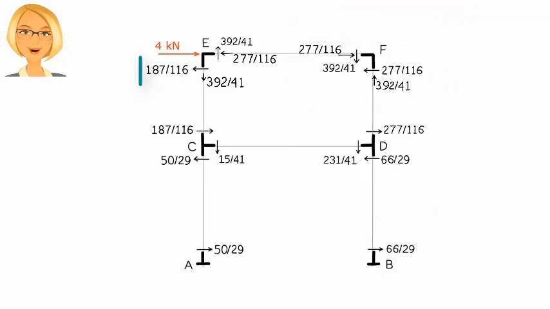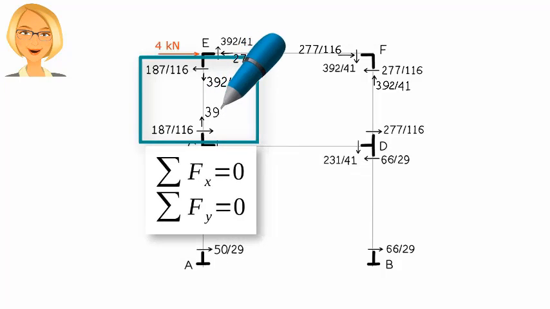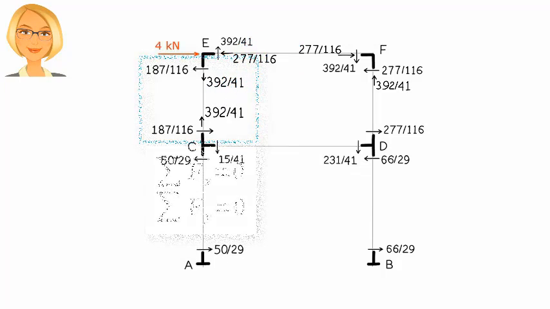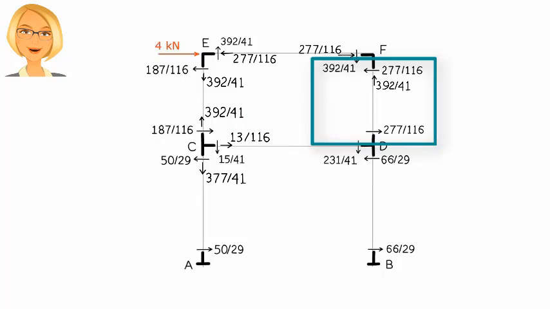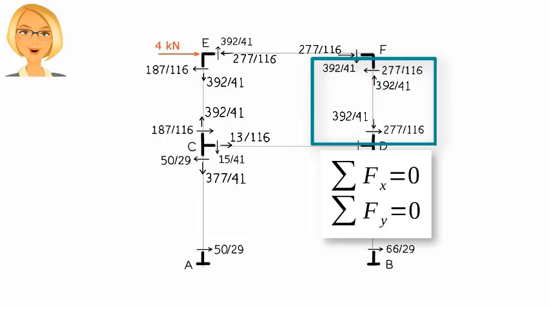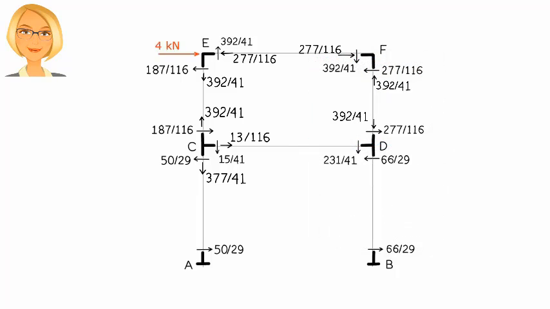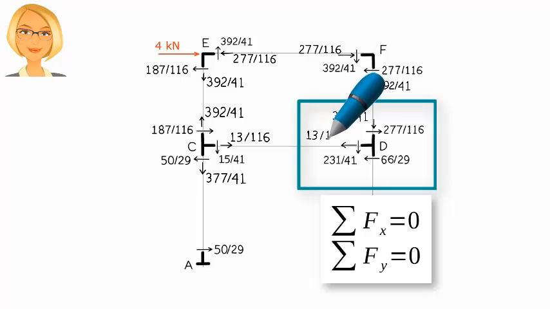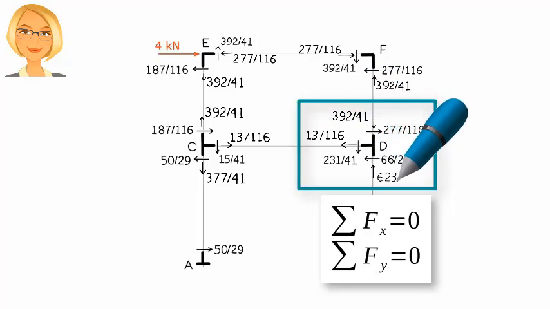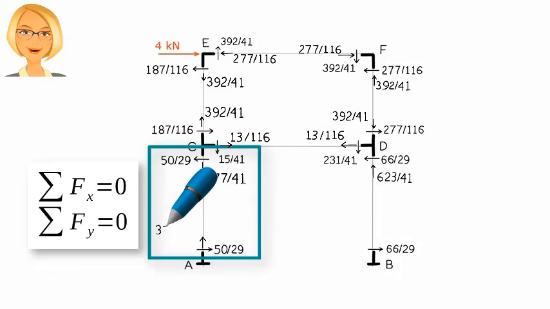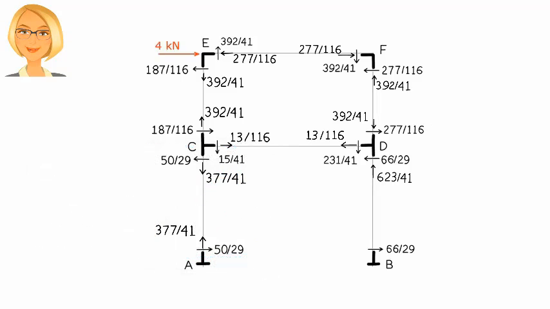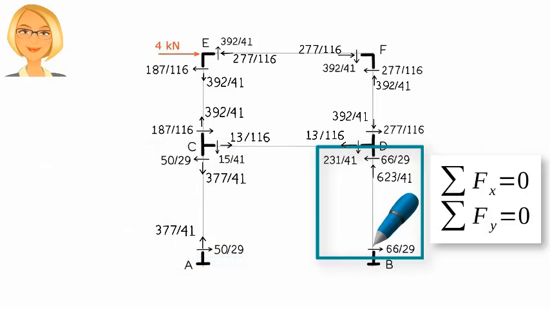Now we transfer the axial force in member CE applied to joint E to joint C. Then we balance the forces at joint C. Transferring the axial force in member DF applied to joint F to joint D, and balance the forces at joint D. Now let's transfer the axial force in member AC applied to joint C to joint A, and do the same for member BD.